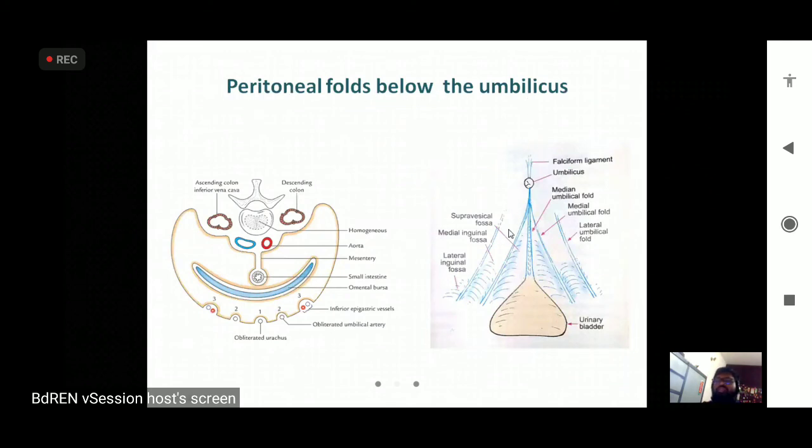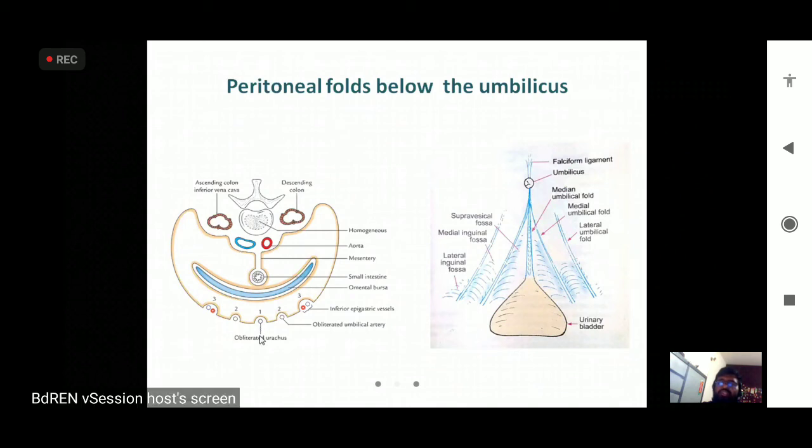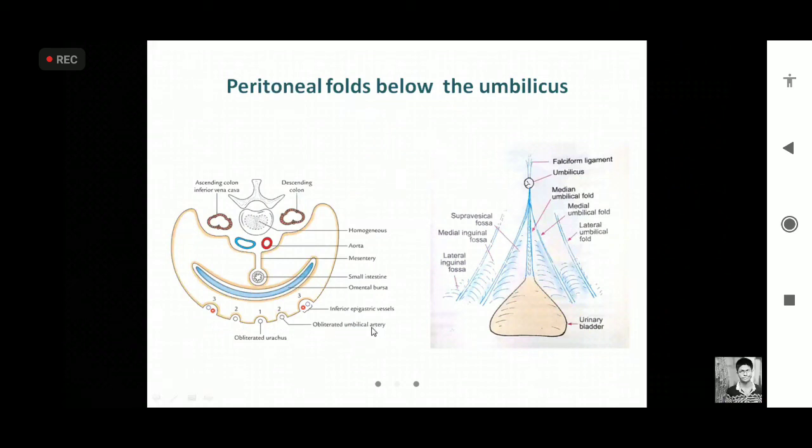I've told you in the first class that below the umbilicus there are 5 peritoneal folds. One is the median umbilical fold, 2 medial umbilical folds, and 2 lateral umbilical folds. This is the median umbilical fold which contains the urachus, the obliterated urachus, and these two are the medial umbilical folds which contain the obliterated umbilical artery. And these two are lateral umbilical folds which contain the inferior epigastric artery and veins. Similarly, this is the median.